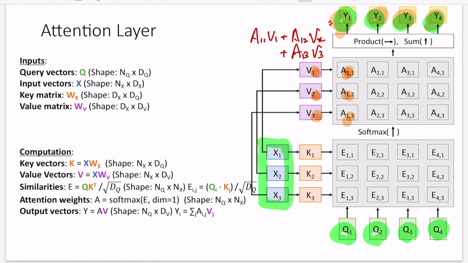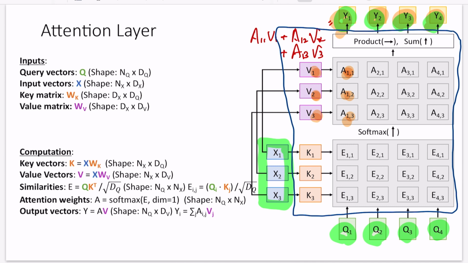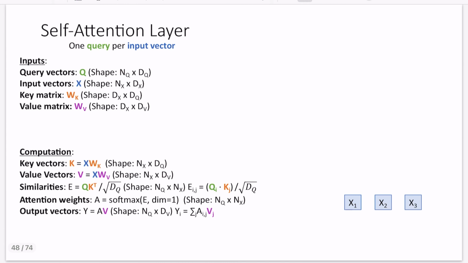So, in other words, from here to here, we are going to say this is a kind of attention layer where the input of this layer was matrix Q and X and the output was Y. This is the general formulation of the attention layer. Then what about the self-attention layer?